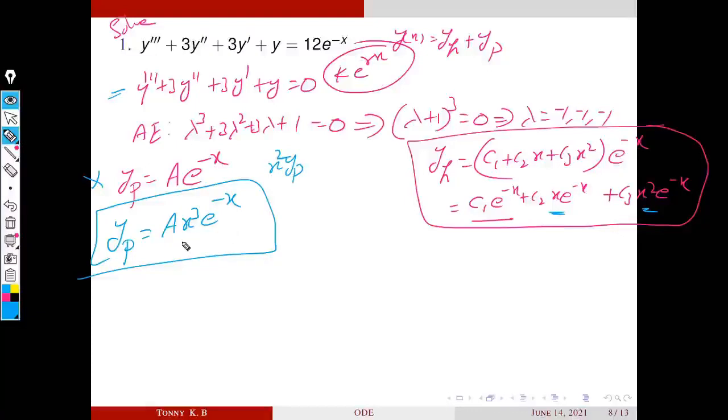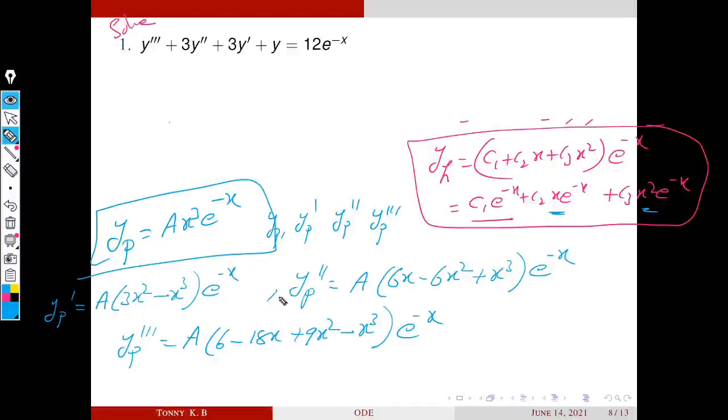Next we have to find this a. How to find this a? Using the method of undetermined coefficients. What is our rule? You simply find YP dash, YP double dash, YP triple dash and substitute all these terms in this given equation and try to solve for a. That's the rule. That is the same as in the case of second order ODE. Anyway, we will see.